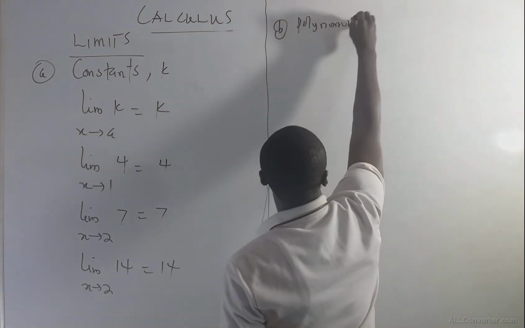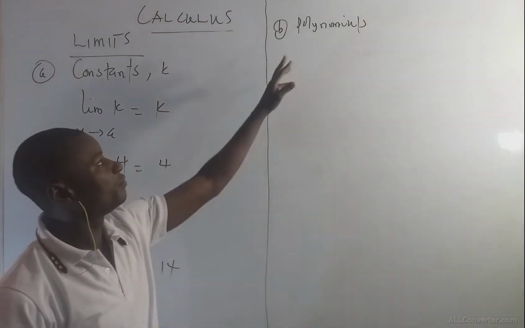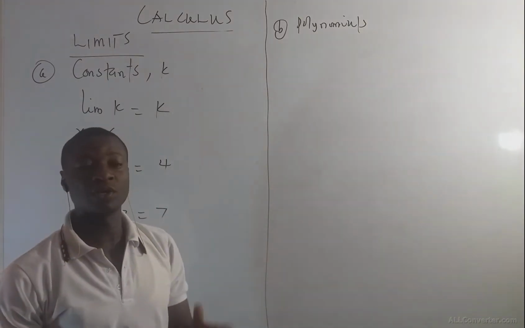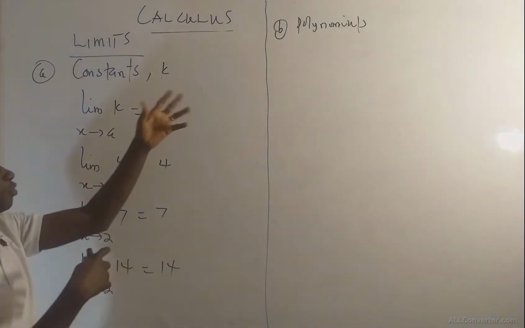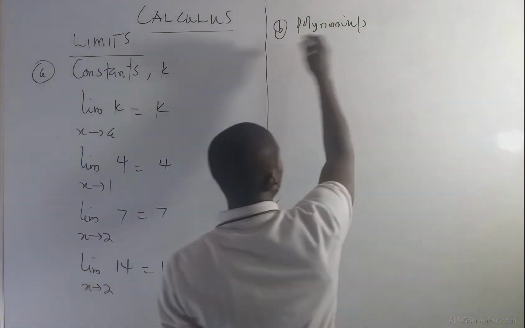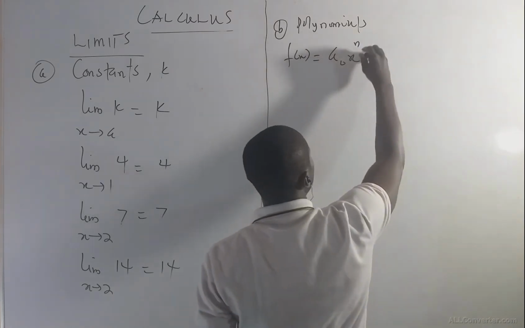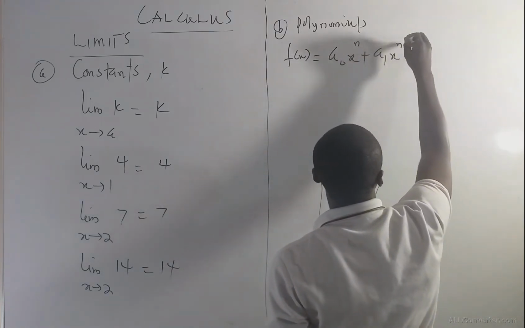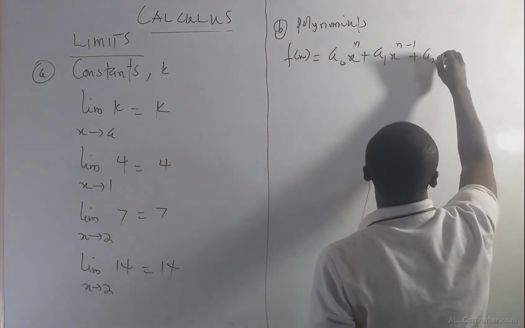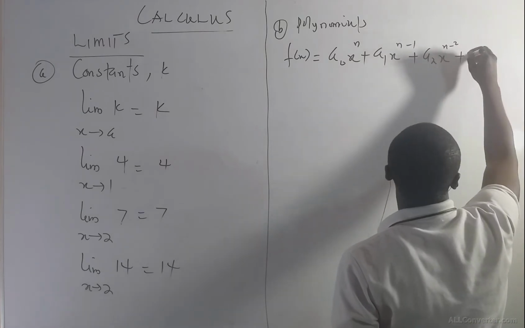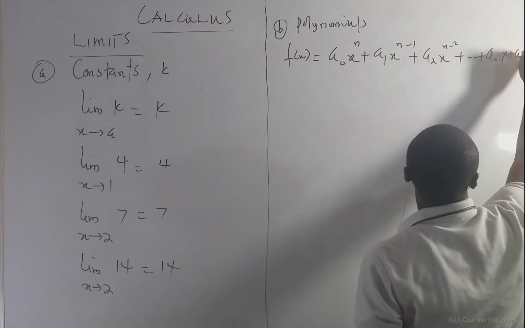Limit of polynomials. With the polynomials, I have a presentation on polynomials, so you can refer to my presentation or tutorials on polynomials so that you can understand polynomials in general. But for the sake of calculus, we are looking at the limit of polynomial functions. A polynomial in x is any function that can be expressed as a naught x exponent n, plus a1 x exponent n minus 1, plus a2 x exponent n minus 2, and so on up to a n minus 1 x, plus a n.